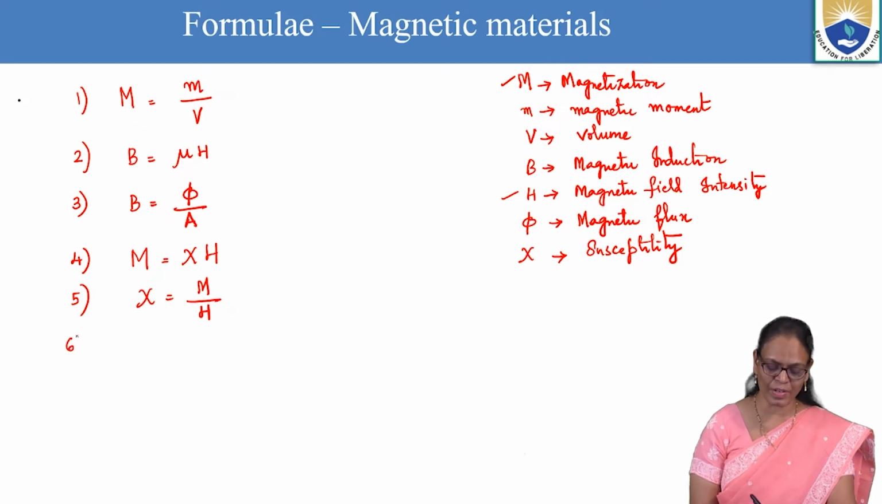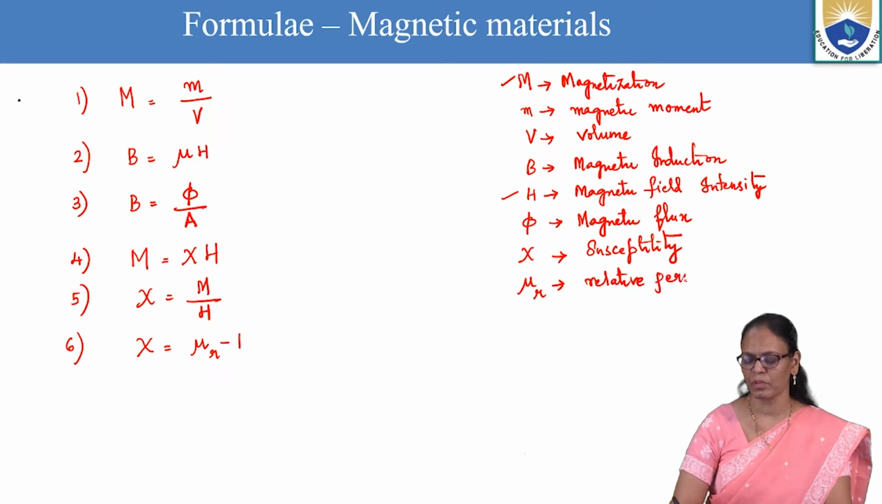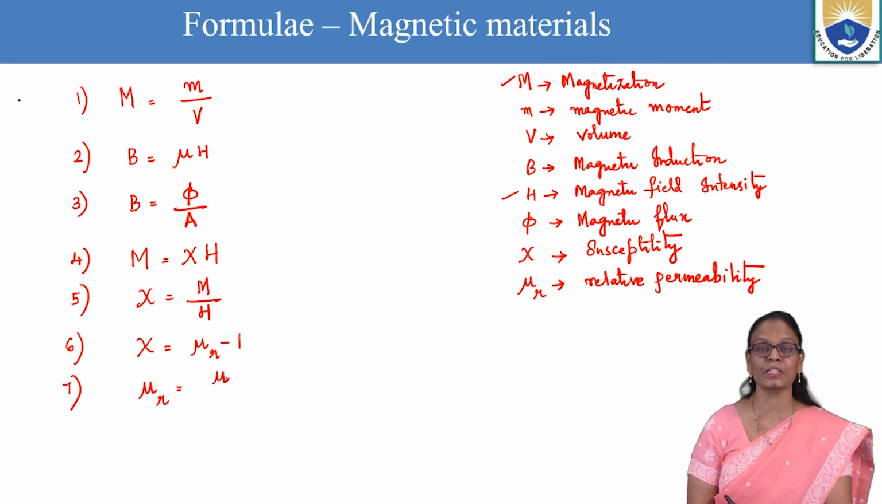And then we also have another formula for chi. Chi is equal to mu r minus 1. Mu r is the relative permeability. How do we get relative permeability mu r? It is the ratio of the permeability in the medium to the permeability in free space. So mu r is equal to mu upon mu naught.